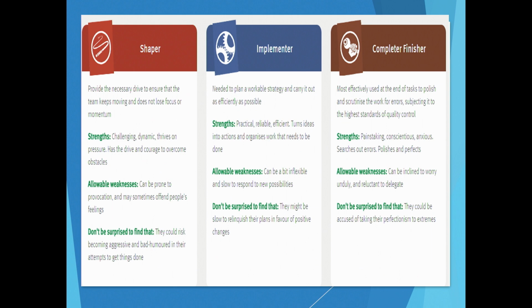So these are like our project managers. They're going to plan, they're going to have a system, they're going to make sure that things happen in an orderly, sequential manner, and they'll make sure that the materials are ordered in time, that everything runs smoothly. Their strengths are that they're practical, reliable, efficient, they turn ideas into actions and organise the work that needs to be done.